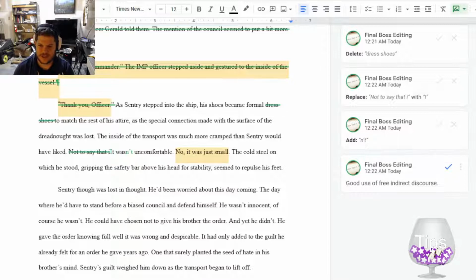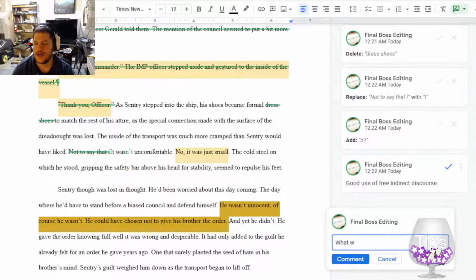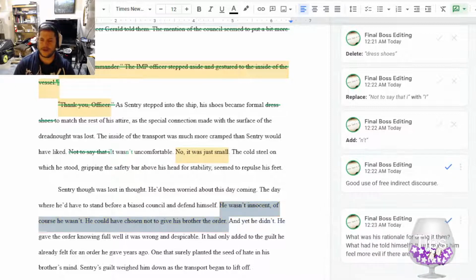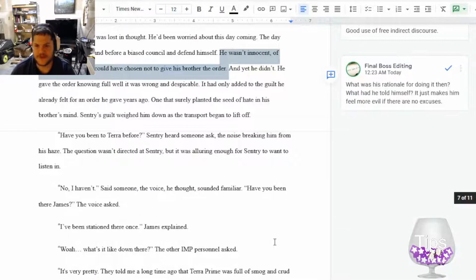So if he's doing this, I want to get a sense of his reasoning. What was his rationale for doing it then? What had he told himself? It just makes him feel more evil if there are no excuses. So I'll get to the bottom of this page and maybe read a little bit more, and then I'll write my overall notes here, right?